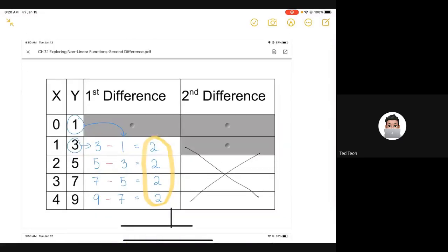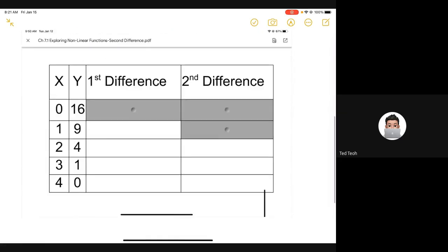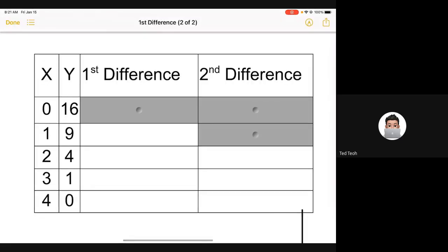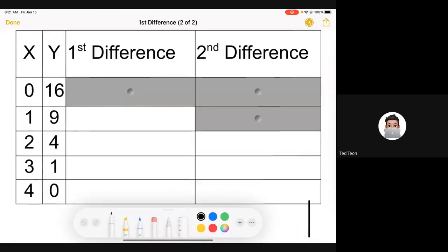I'm going to move on to the second example. Again, if you've missed anything or if I'm going too fast, you can always just go back and watch the video. I'm going to do the same thing in this question. I'm going to take the number in the same line and subtract the number above it.